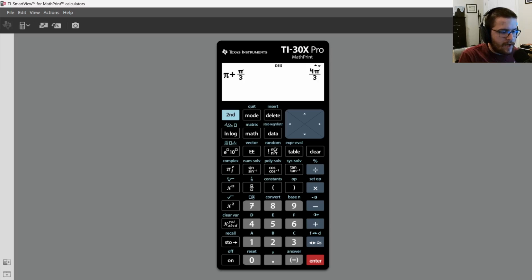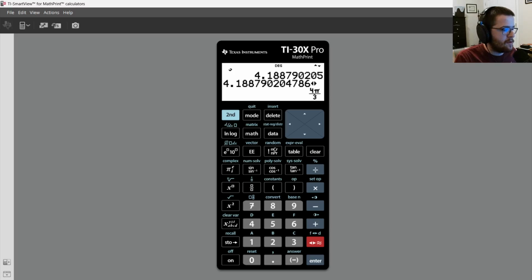And if you wanted a decimal for whatever reason, you almost never would on the test, but just in case you did, you could press this little key to change it to a decimal. You can change it back. We want 4 pi over 3. So the first one is 4 pi over 3.